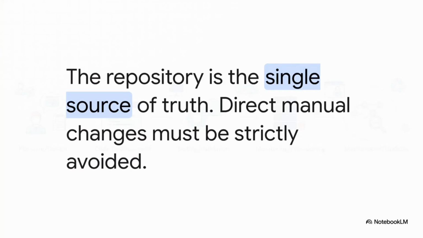But to pull that off, you need to adopt one non-negotiable rule. Your repository is the single source of truth. Direct manual changes must be strictly avoided, period. If a rogue engineer logs into a console at 2 a.m. to manually tweak a setting, they are creating dangerous configuration drift. The code no longer matches reality. Basically, if it isn't in the code, it shouldn't exist, because those out-of-band changes will absolutely cause your automation to crash and burn the next time it runs.